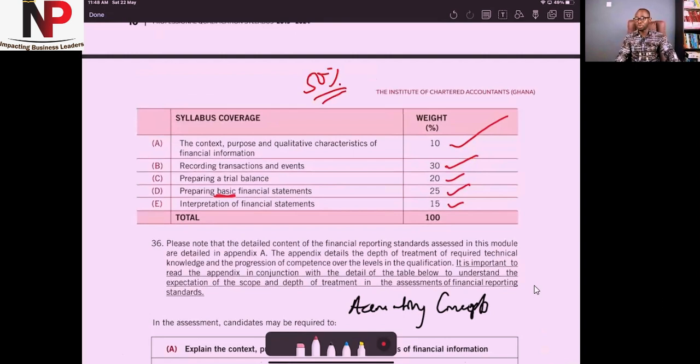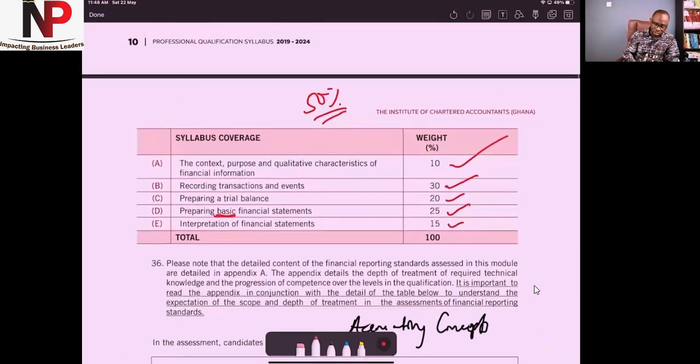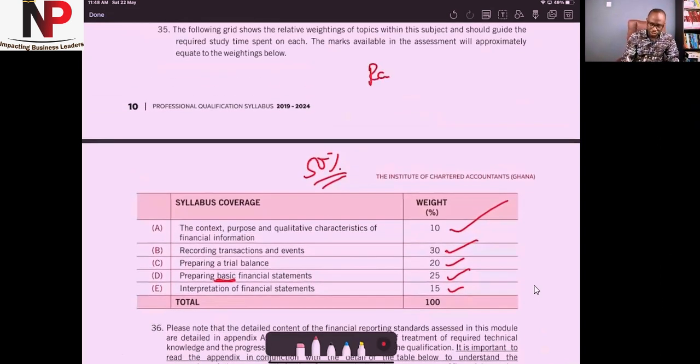Covering each aspect of the syllabus. Like I said, there's a question that you're going to be having on ratios waiting for you. There's a question that you're going to have on sole trader waiting for you. Companies, there's a question waiting for you on that, either limited by shares or limited by guarantee.